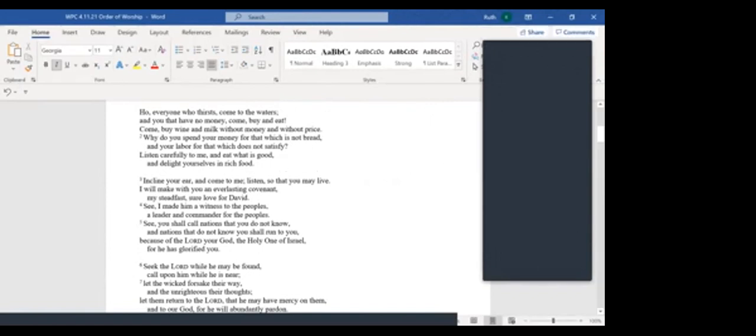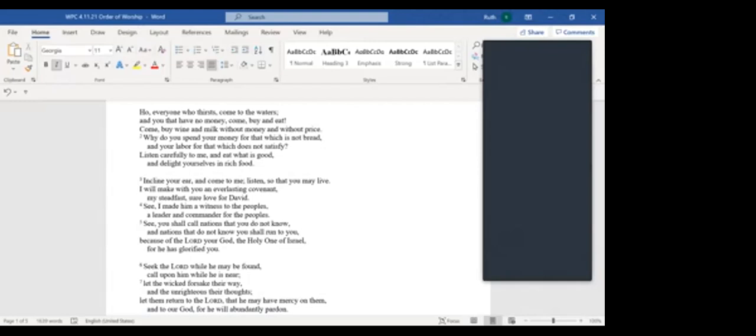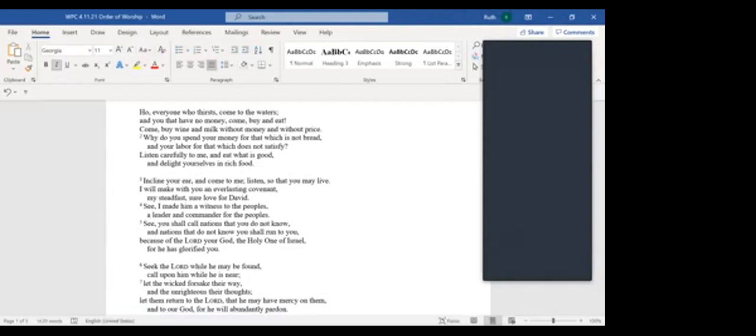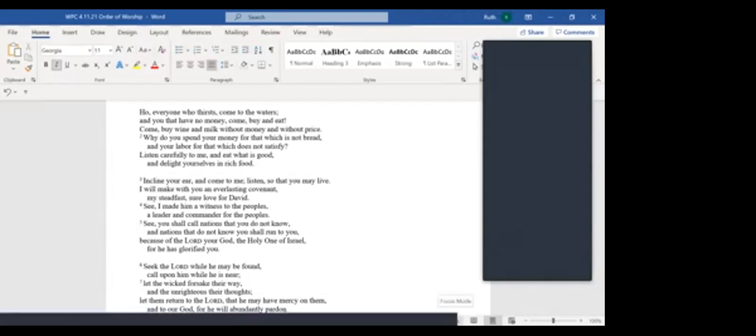Ho, everyone who thirsts, come to the waters. And you that have no money, come buy and eat. Come buy wine and milk without money and without price. Why do you spend your money for that which is not bread, or your labor for that which does not satisfy? Listen carefully to me and eat what is good, and delight yourselves in rich food.